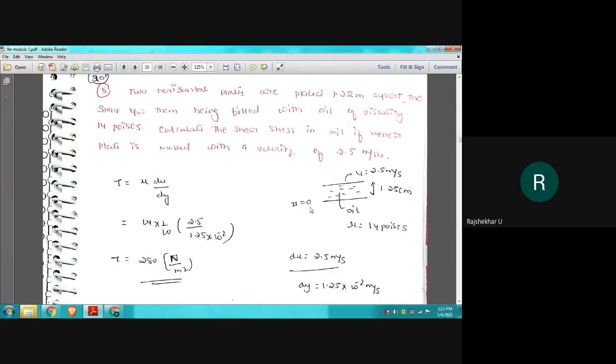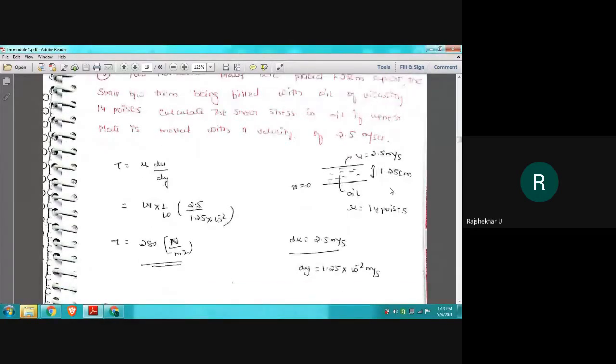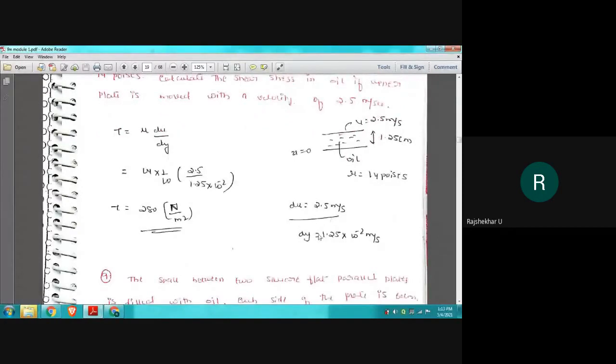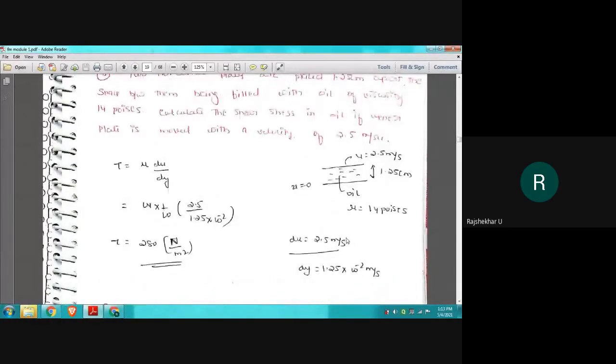So we can easily find out du. Du will be 2.5 minus 0 because this is fixed. dy is given as 1.25 centimeter. This has to be converted into meter, so divide it by 100 and you'll get the answer. So du is this, dy is this, and what else do we need? We need viscosity. It is given in poise. Divide it by 10, and we'll get it in SI unit.